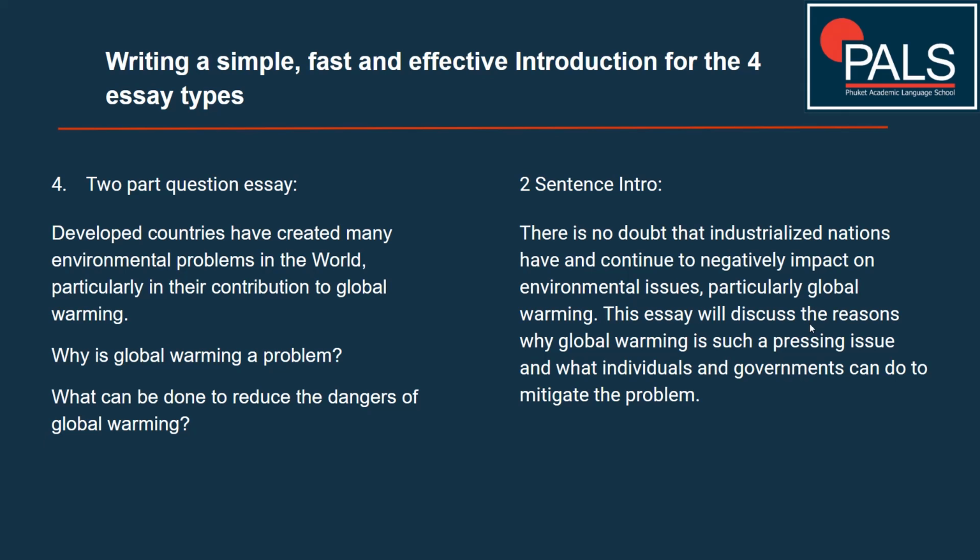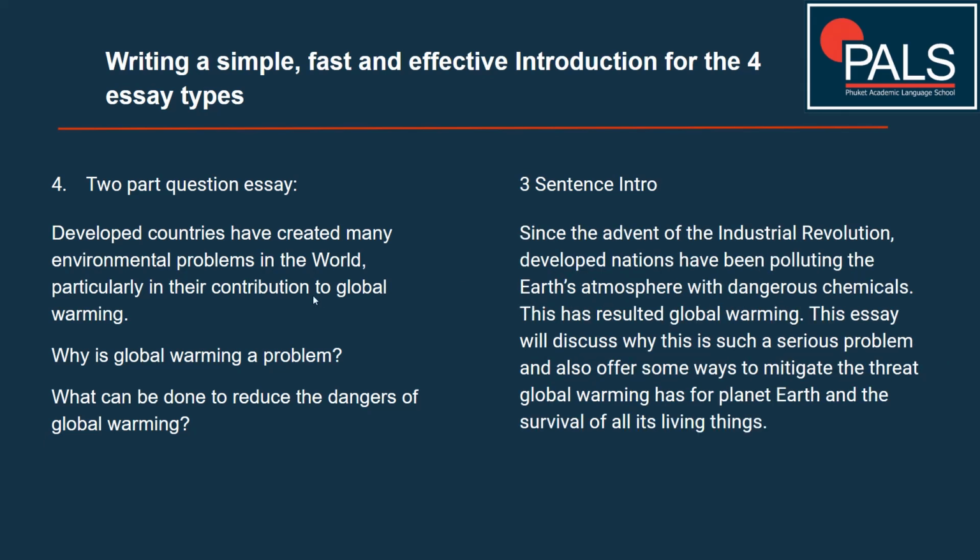Okay, so here's the 3-sentence intro for a 2-part question. Since the advent of the Industrial Revolution, developed nations have been polluting the Earth's atmosphere with dangerous chemicals. This has resulted in global warming, there should be an in there. This essay will discuss why this is such a serious problem and also offer some ways to mitigate the threat global warming has for planet Earth and the survival of all its living things. Okay, so let's look at that again. Since the advent, that means the beginning. Advent is a useful word for IELTS Writing Task 2. It just means the beginning.